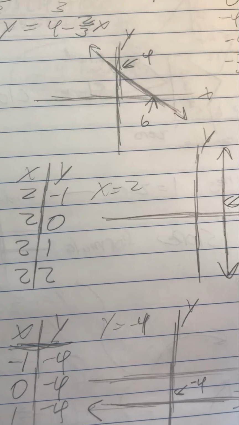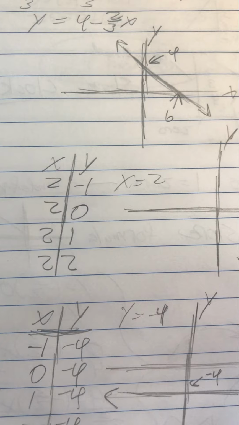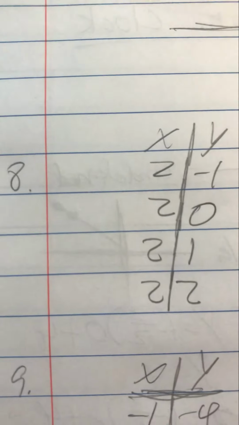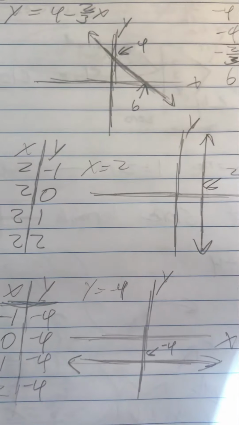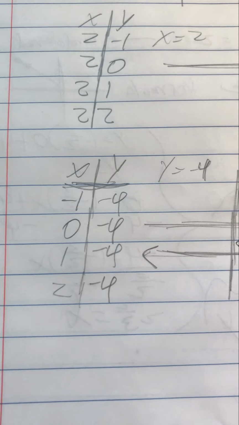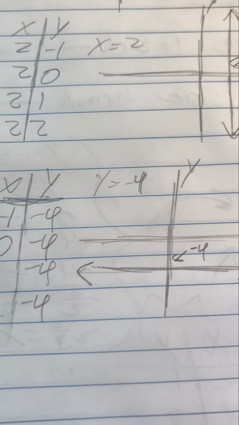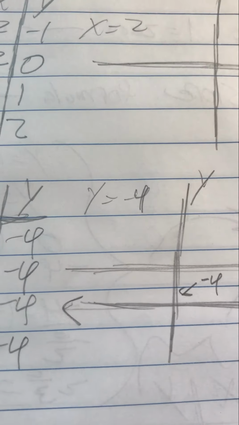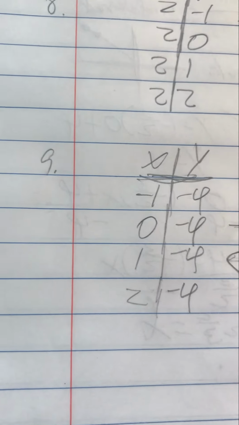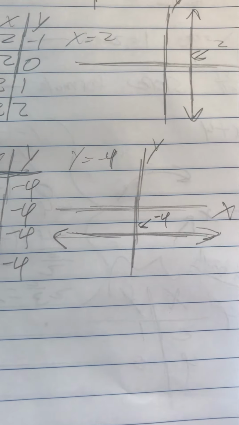So in the equation x equals 2, which basically means that x is always going to equal 2. So you can choose any y value, but x is always going to stay 2 no matter what. So that would mean it would be a vertical line. On the other hand, if y equals any number, but in this case it equals negative 4, y is always going to equal negative 4 no matter what x values there are, and that would create a horizontal line. So yeah.